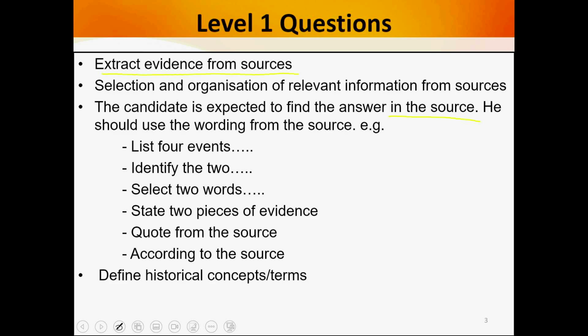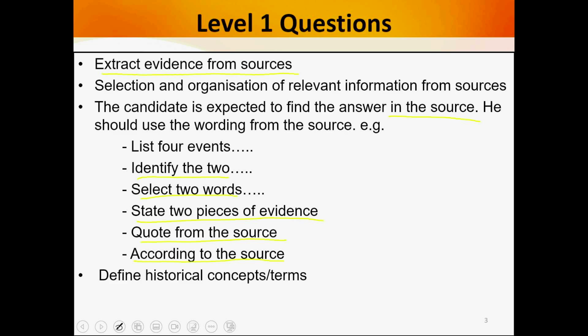Now, let's focus on the wording which is used to ask these level 1 questions. List 4 events in the source, identify 2, select 2 words, state 2 pieces of evidence in the source, quote evidence from the source. What according to the source? So that's where the answers are, meaning the phrasing of these questions, you get the answers in the source.